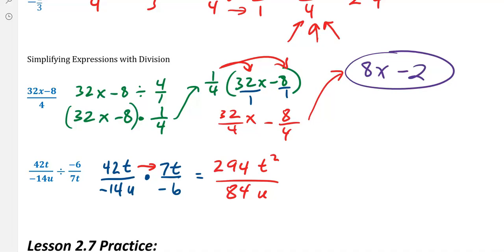Unless, of course, we wanted to simplify the top and bottom by dividing, so we can do that. If we divide 294 by 84, the fraction comes out as 7 over 2. So this will be 7t squared over 2u, and that is simplified. But it's okay if you want to keep it here. But that's where we're at.